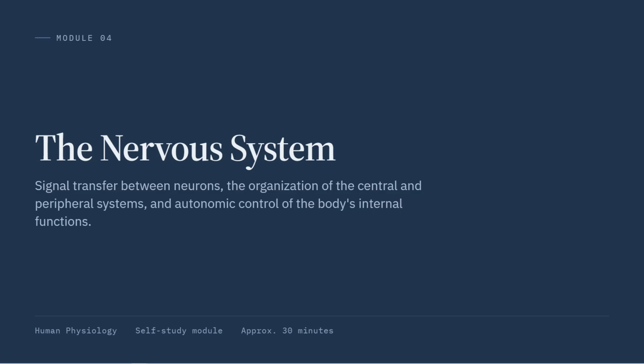And then we'll look at the part that runs quietly in the background, the automatic system that controls your heartbeat, your digestion, your pupils, without you ever thinking about it. Keep that through line in mind the whole way through. Signal, then structure, then automatic control. Let's get started.